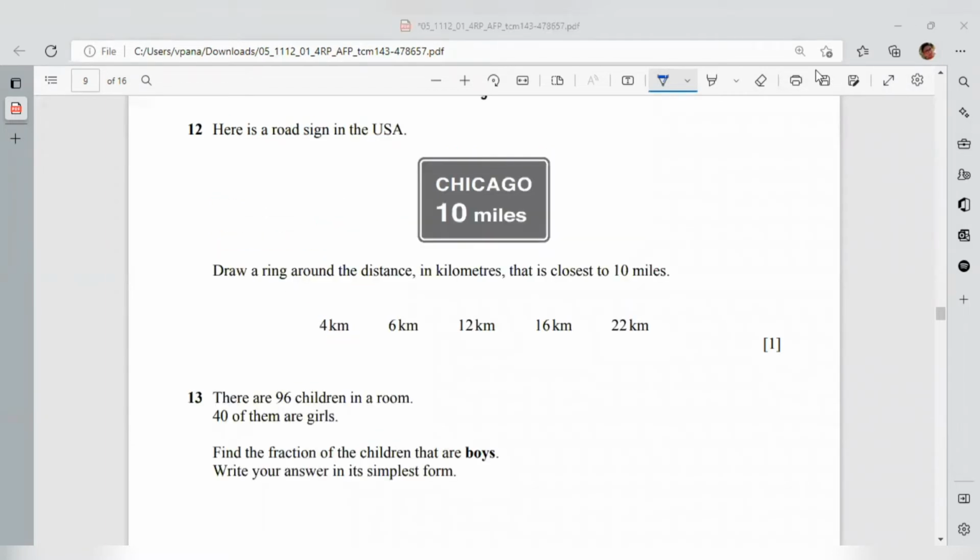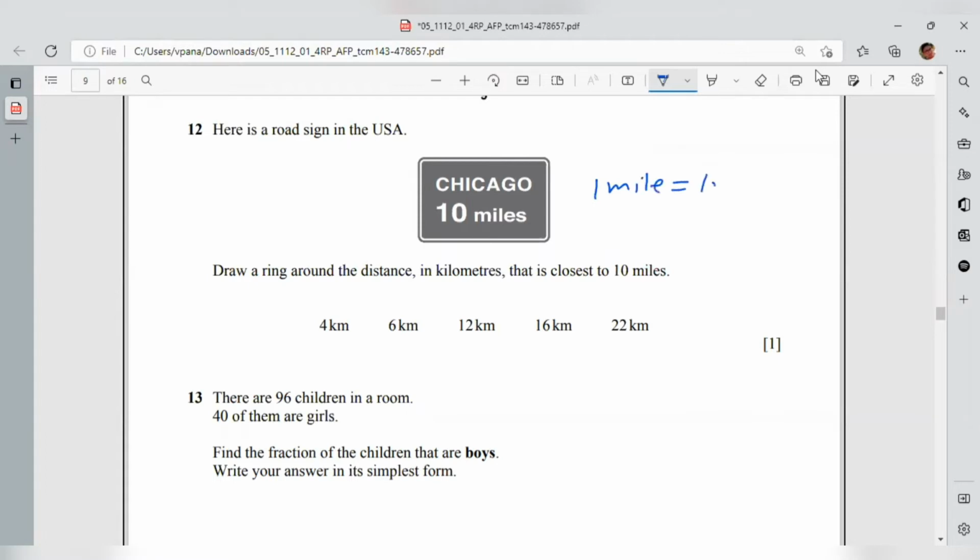Code sign in USA. Chicago is 10 miles. Draw a ring around the distance in kilometers that is closest to 10 miles. So we know that 1 mile is equal to approximately 1.6 kilometers. So 10 miles is going to be 10 times 1.6. So which is 16 kilometers. Got it? Question number 13.